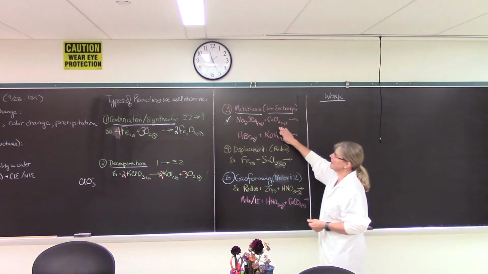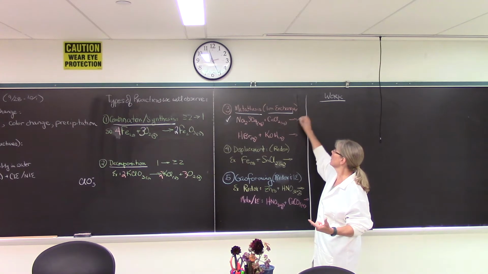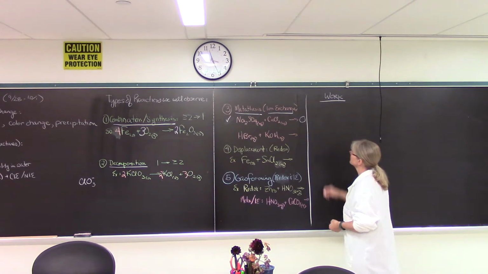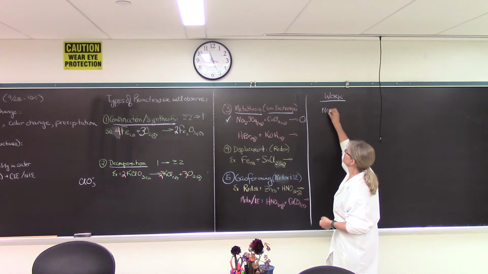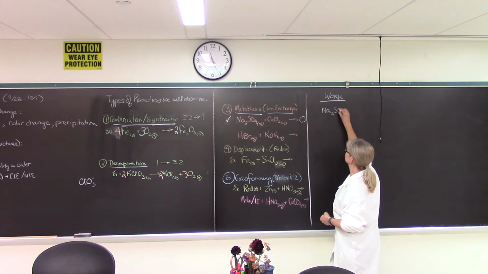So let's go ahead and take this and walk ourselves through the steps to figure out the product and then our complete ionic and net ionic equations. So we have sodium, and what's that polyatomic ion? Sulfate.